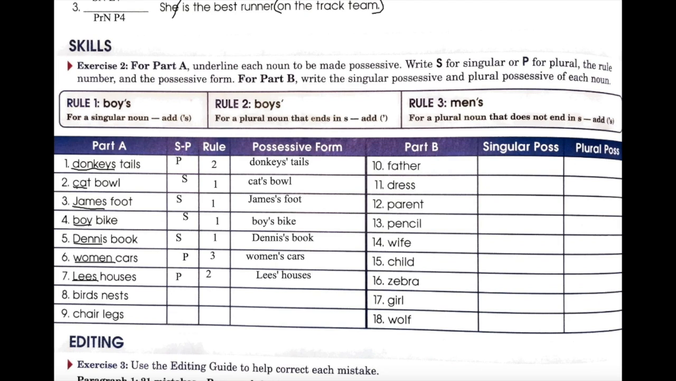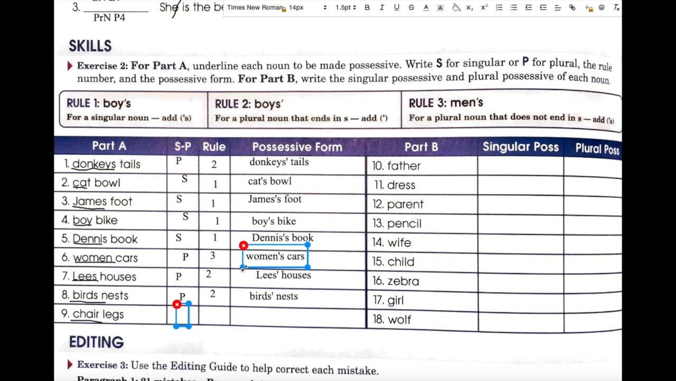Houses. Birds' nests. Underline the noun. Is birds singular or plural? It is plural. What rule does it follow? It follows rule number 2. So we write birds apostrophe nests. Chair, underline the noun. Is it singular or plural? It is singular. It follows rule number 1. So we write chair apostrophe S legs. And let's go to part B.